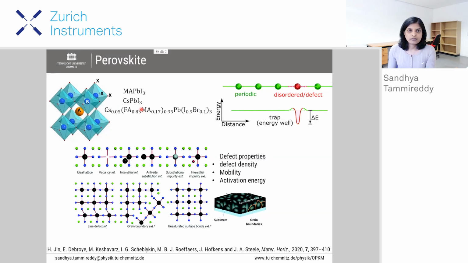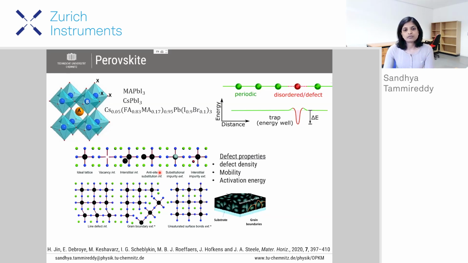So if you have such defects in your material, such as vacant site, interstitial site, anti-site, it doesn't have to be a point defect. It could also be a line defect where a whole atomic layer is misaligned from its designated position. It could also be a grain boundary.